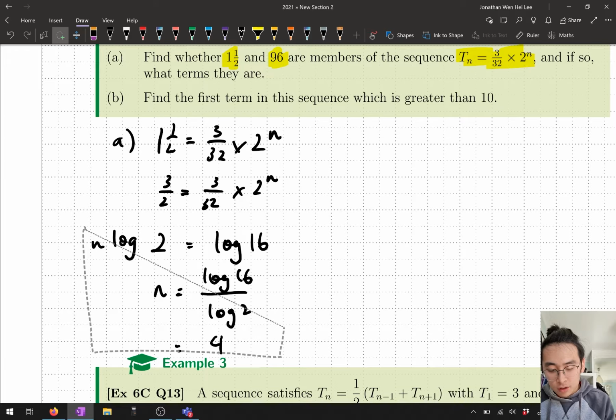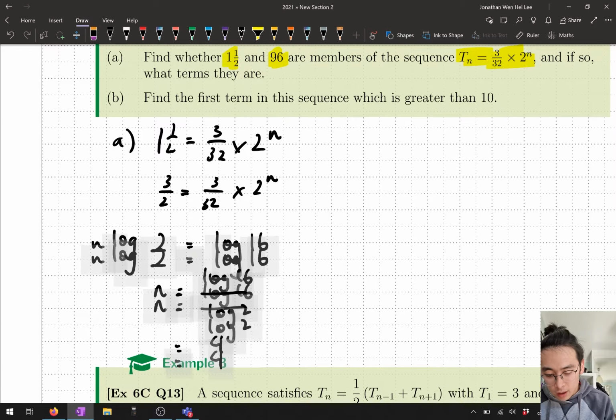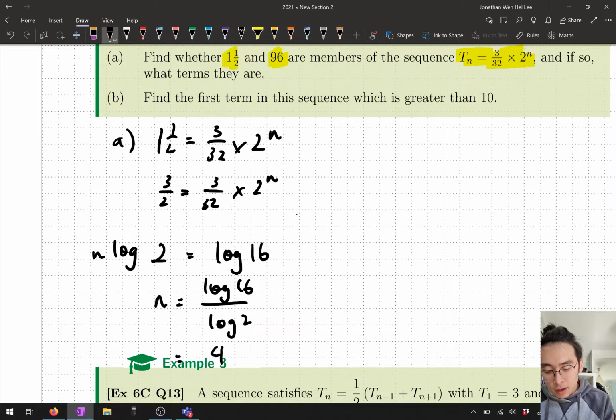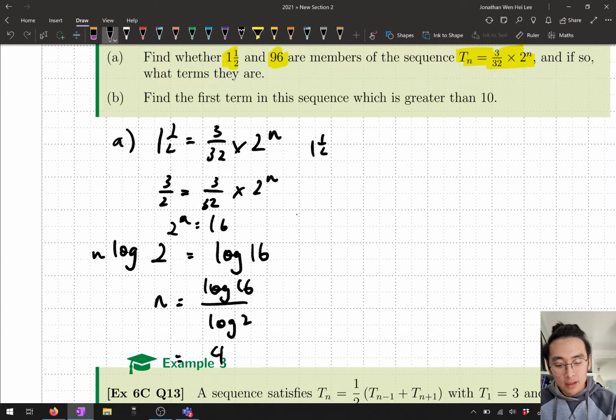The other way you can do this is you can just notice that we had 2 to the power n is equal to 16. 2 to the power 4 actually gives me 16. And so, yes, 1.5 is in my pattern. So 1.5 is the fourth term. That's what this tells me.